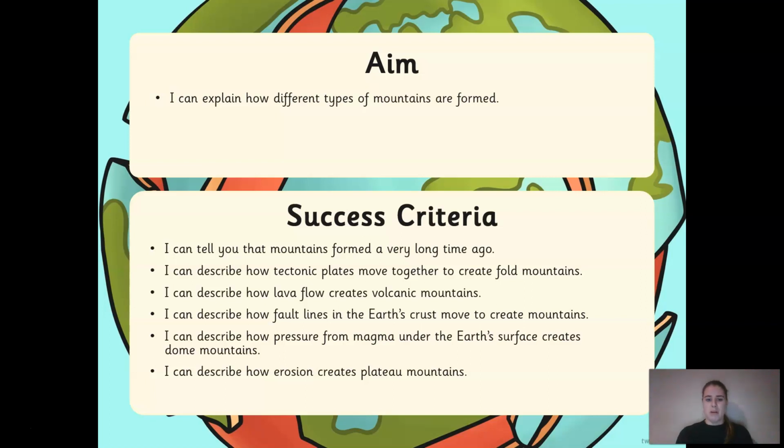So you need to be able to explain that the mountains were formed a very long time ago. You need to have an understanding of how the tectonic plates under our Earth's crust work to form fold mountains, which we're going to look at today. You need to be able to describe how the lava flow creates volcanic mountains. Now we're going to be looking at that one next week. But you need to also be able to describe how fault lines in the Earth's crust move to create mountains. Now, we're not going to be looking at dome mountains or plateau mountains for today, including volcanic ones. We're going to only look at the 2 of them for today.